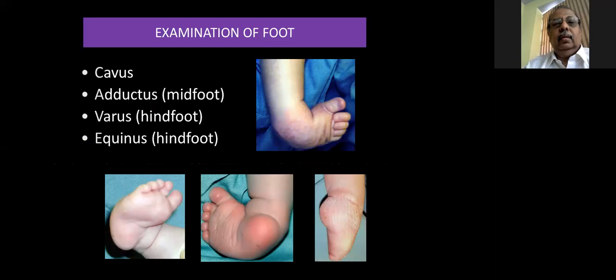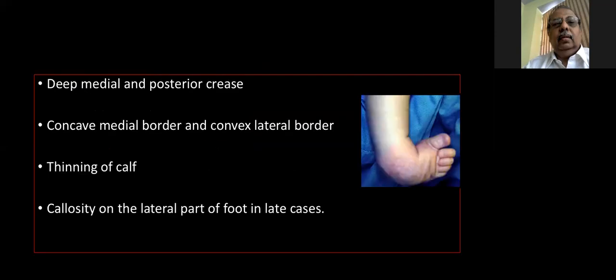Now, examination of the foot. You all know the deformities: cavus, adductus, varus and equinus. Then the deep medial crease and the posterior crease, concave medial border and the convex lateral border, the thinning of the calf and callosities on the lateral aspect in late cases. In a walking child, you may get callosities on the lateral aspect.